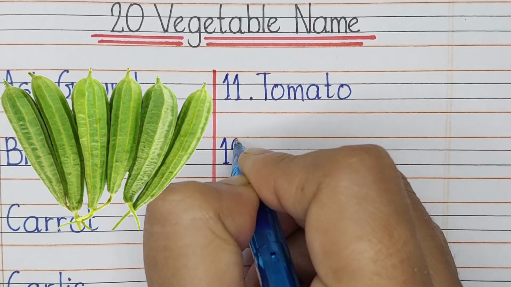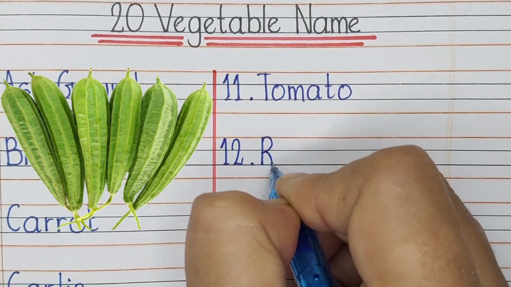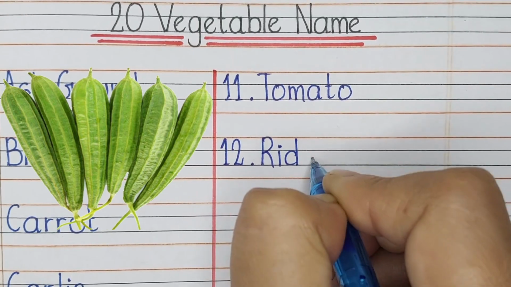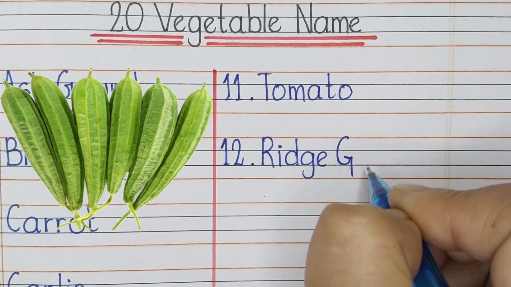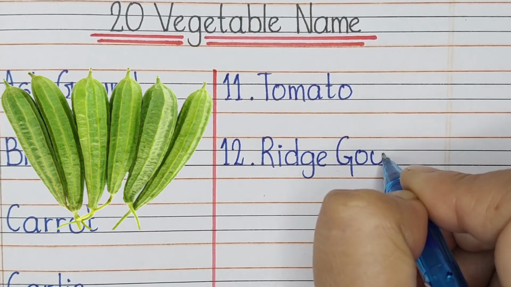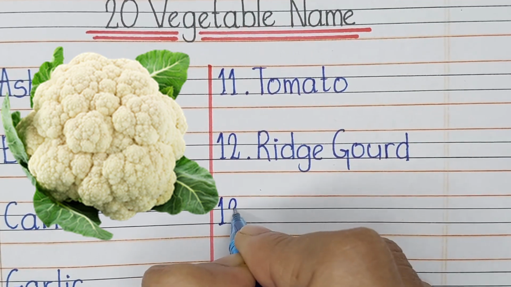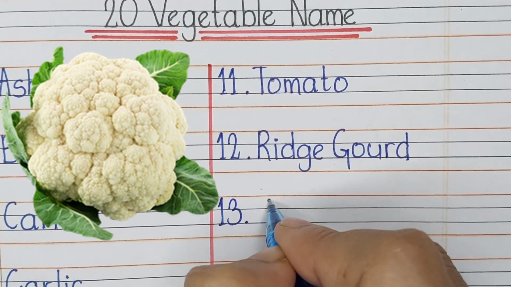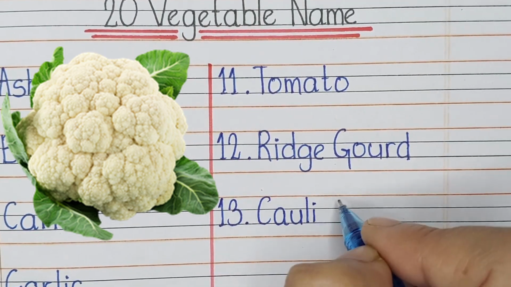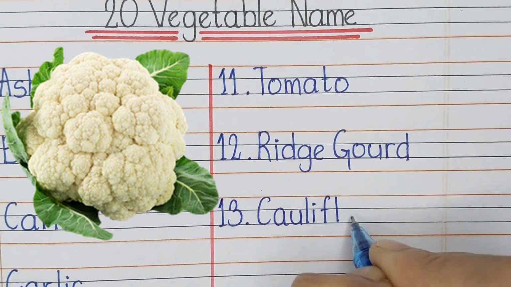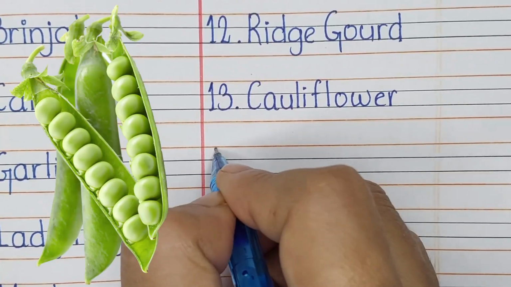Next vegetable is ridge gourd. R I D G E G O U R D. Ridge gourd. Next up we have cauliflower. C A U L I F L O W E R. Cauliflower.